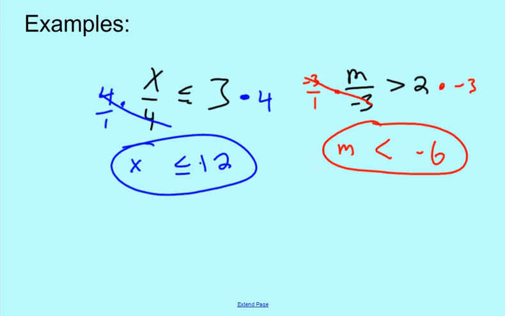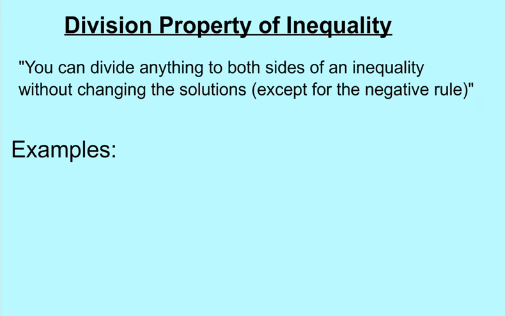All right, let's finish it up with the division property of inequality. Division property of inequality is just like the multiplication property. And the negative rule still comes into play. So you can divide anything to both sides of an inequality without changing it, except for that negative rule. So let's look at this. 4n is greater than or equal to 10.